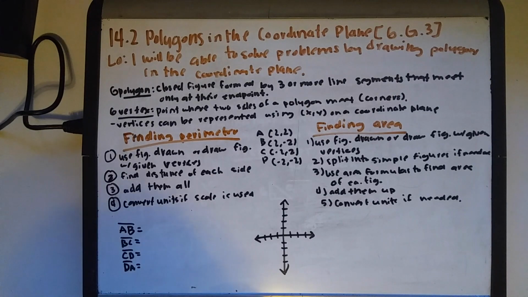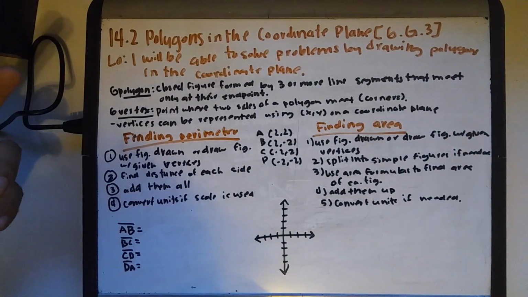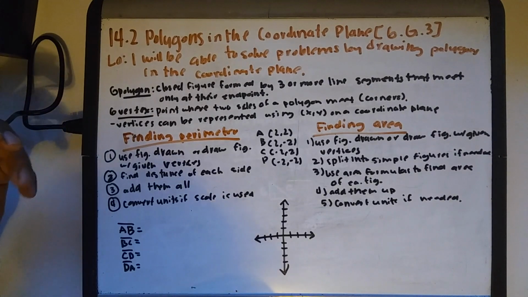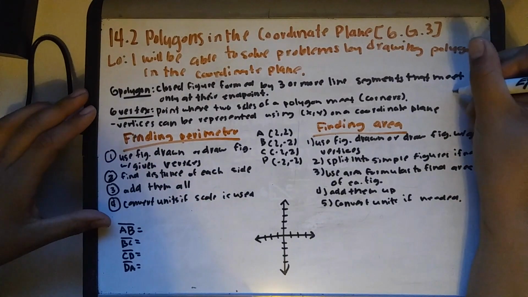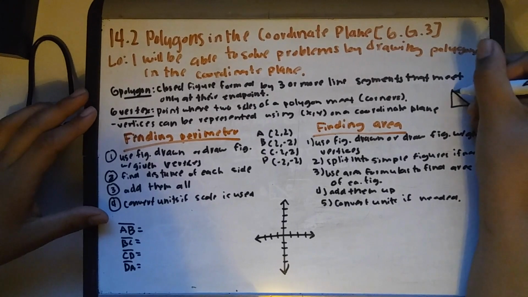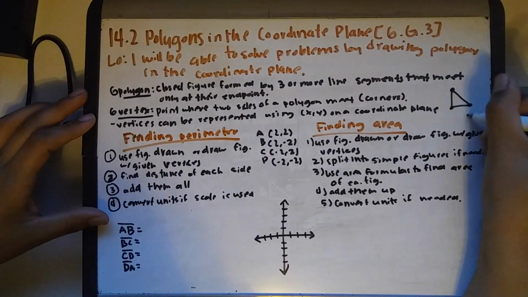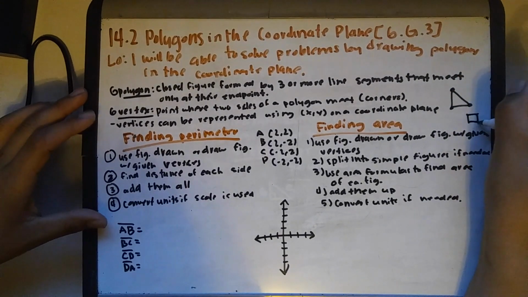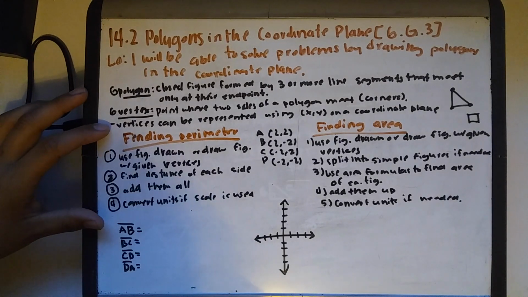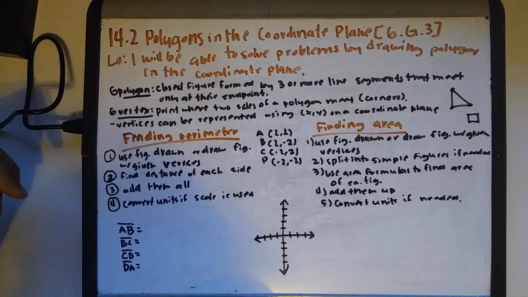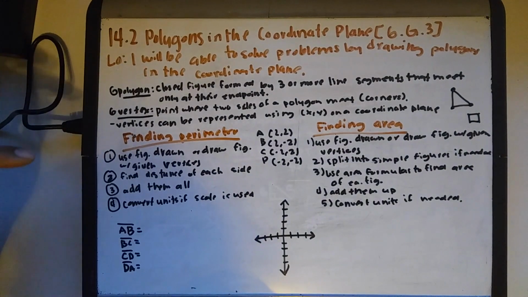There's no extension lines or anything like that. Vertex is basically the corners of the figure, a point where two sides of a polygon meet. So for instance, if you have a triangle, it has 1, 2, 3 vertices. If you have a square, you have 1, 2, 3, 4 vertices. And vertices can be represented using X, Y on a coordinate plane.